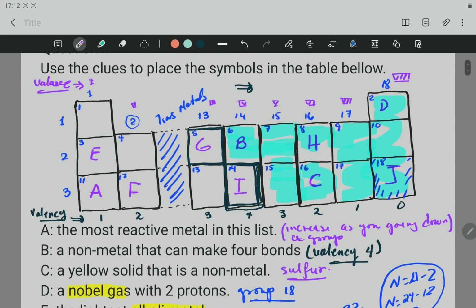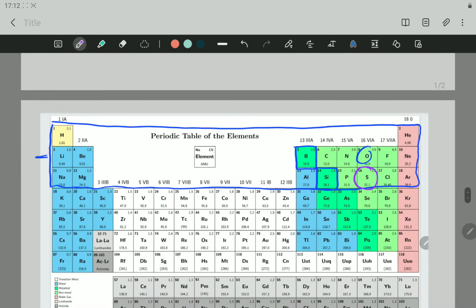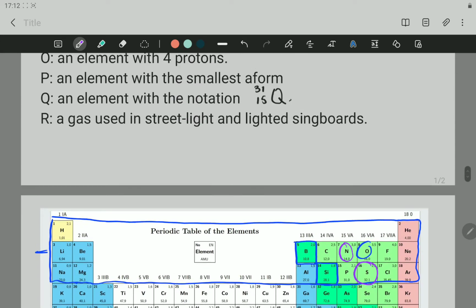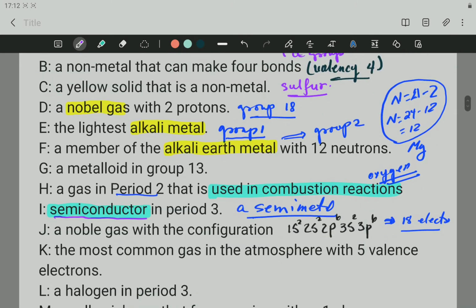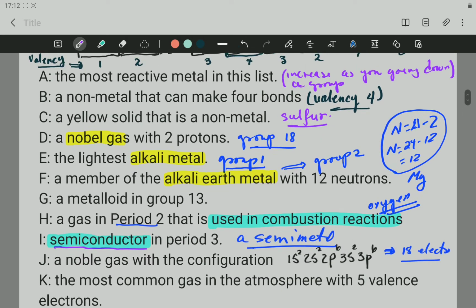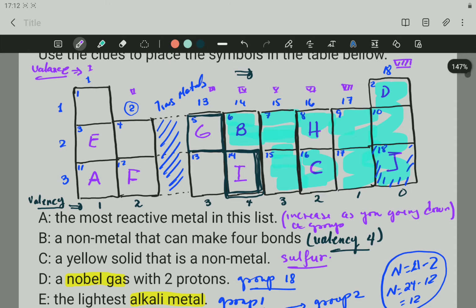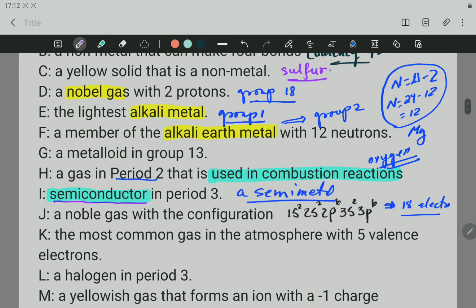So 5 valence electrons is one of these two in group 15. So we go here to group 15, we have nitrogen and phosphorus. The gas is nitrogen, phosphorus is not a gas. Okay, so here in group 15, this is for letter K. That is the most common gas in the atmosphere, and it's going to be here. That is going to be K. Okay? Moving on. This is for nitrogen. All right? I'm going to write nitrogen, but you can do it later on.